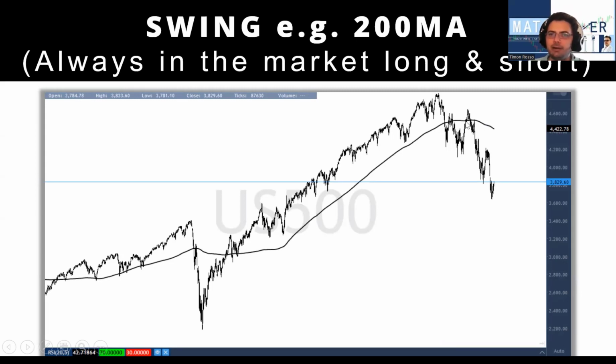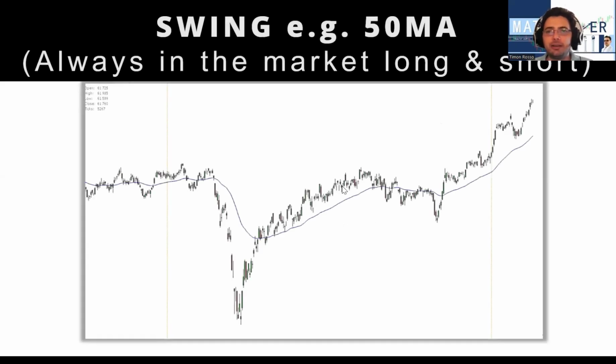And then here you would currently be going short. You don't know if the situation will form again, so you just continue to hold the market. You're always in the market when you're swinging and you're following using the 200-day moving average. Very nice strategy. Next we have is swing with the 50-day moving average.